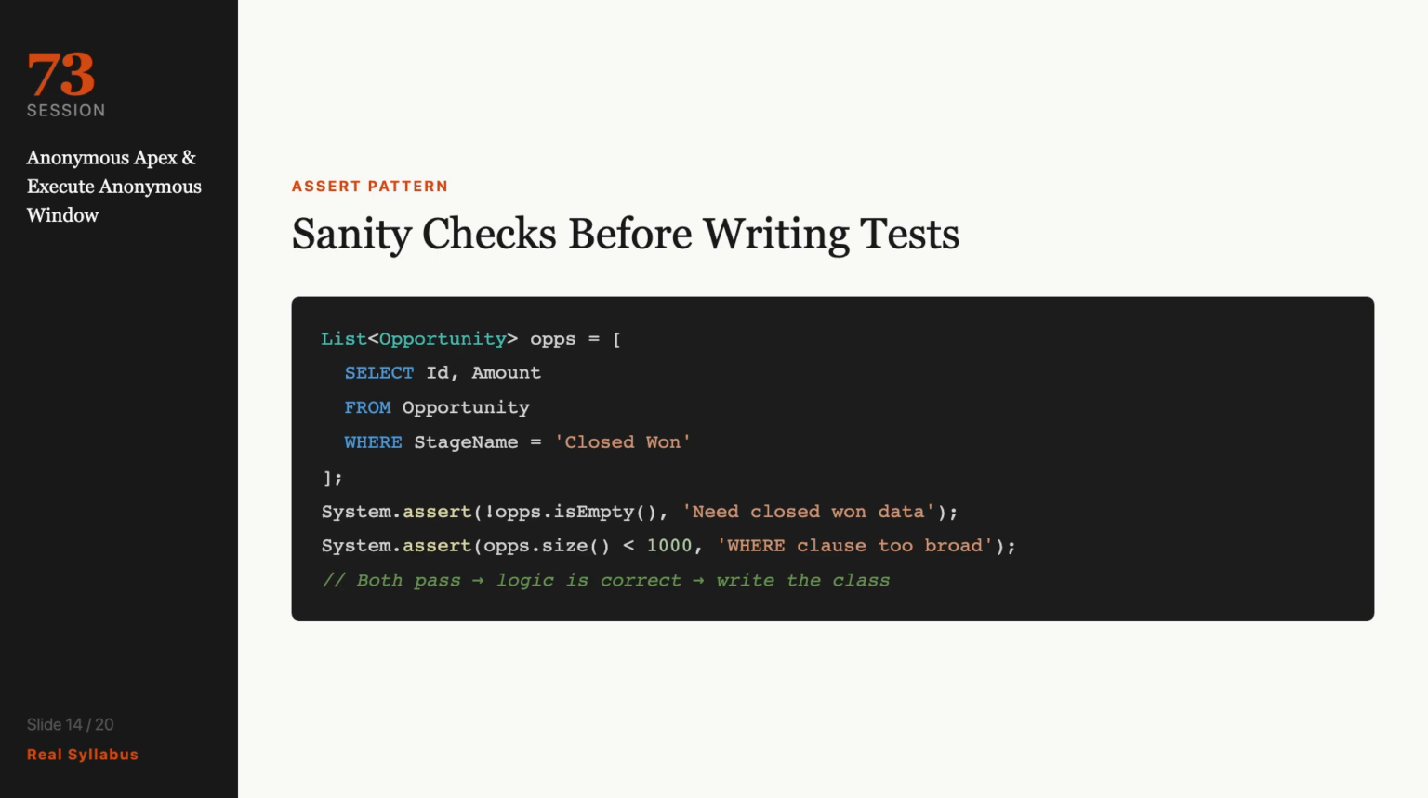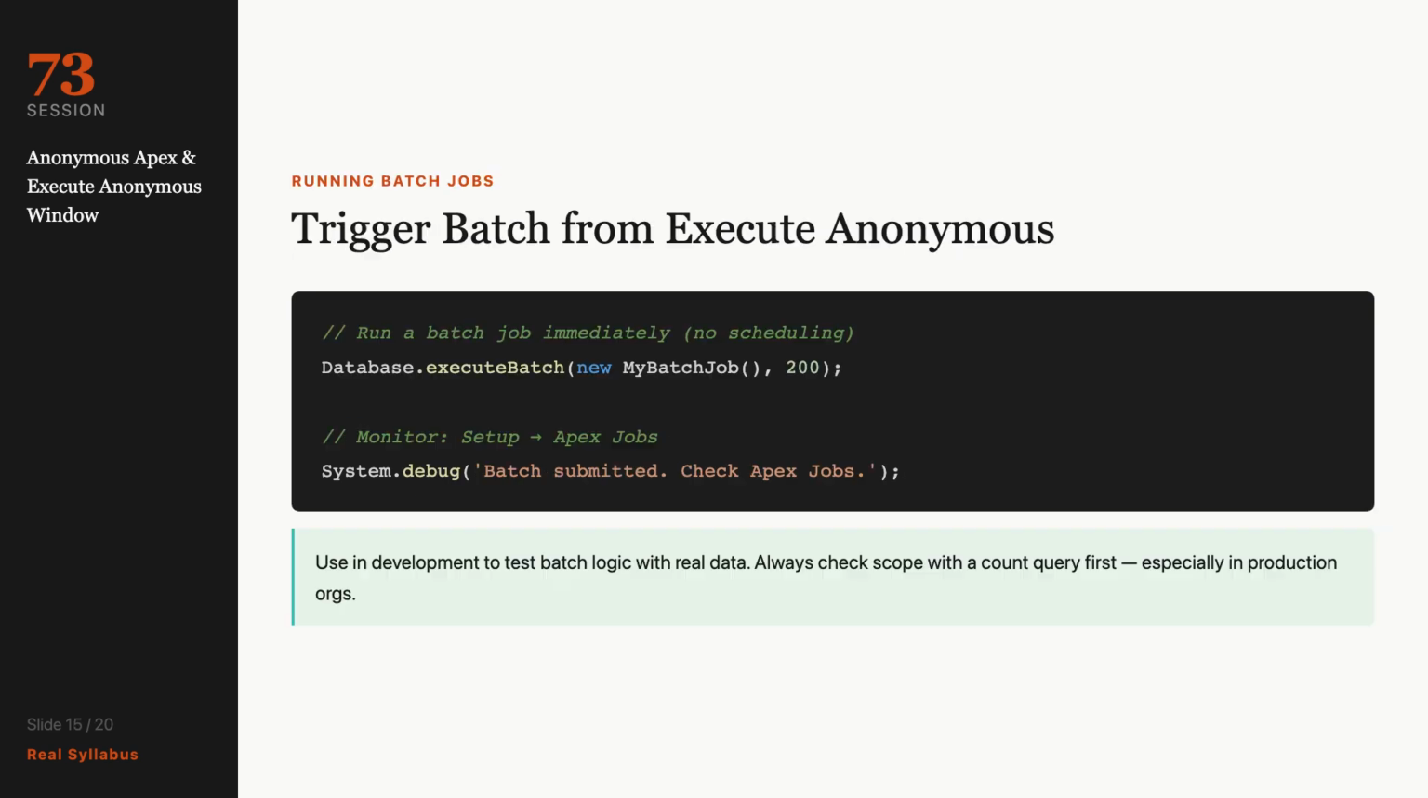You can trigger batch jobs directly from Execute Anonymous using database.executeBatch. Specify the batch class instance and the scope size. The batch runs asynchronously. You will see it appear in setup under Apex jobs. This is useful during development to test batch logic on real data with a specific scope size before connecting it to a scheduled trigger. Monitor it in Apex jobs to see how many batches ran and whether any failed.